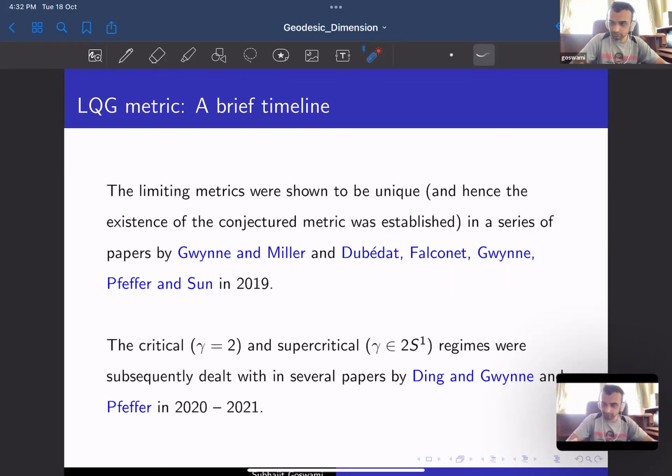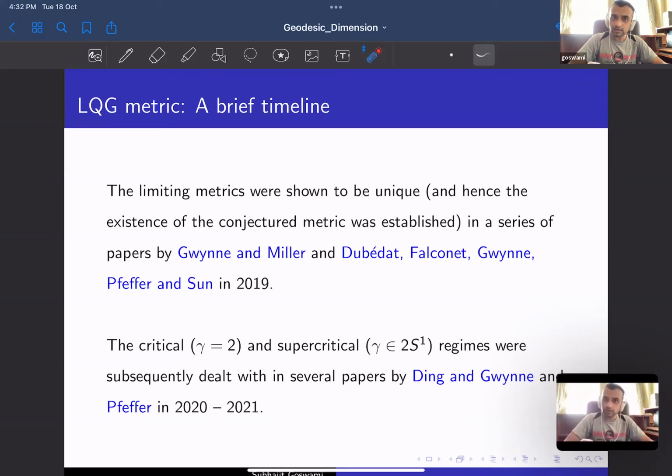As a consequence of that, you immediately get by the Hopf-Rinow theorem that you have a locally compact complete space, and you can also prove that it is a length metric space. So the existence of geodesics is confirmed. Anyways, for gamma equals 2, which is a critical case, it is more difficult.